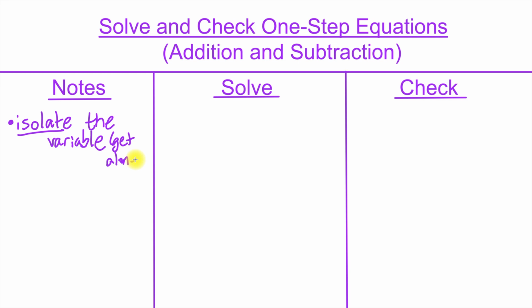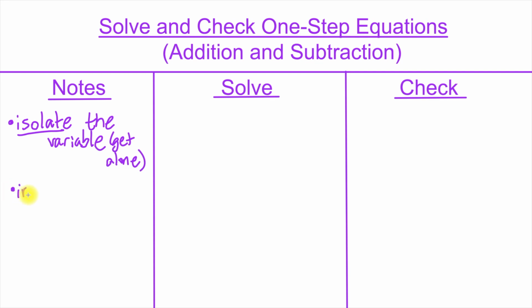So in other words, you're going to have the variable, whatever the variable is. It might be A, it might be X, it might be Y. Remember, a variable is just a single letter by itself. You'll have that variable alone. So how exactly do we isolate the variable? We have to use these things called inverse operations.